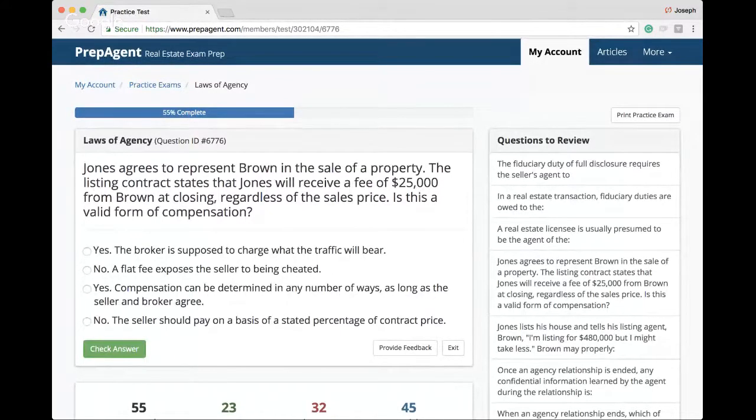Jones agrees to represent Brown in the sale of a property. The listing contract states that Jones will receive a fee of $25,000 from Brown at closing. Regardless of the sales price, is this a valid form of compensation? A, yes, the broker is supposed to charge what the traffic will bear. B, no, a flat fee exposes the seller to being cheated. C, yes, compensation can be determined in any number of ways as long as the seller and broker agree. Or D, no, the seller should pay on the basis of a stated percentage of contract price.